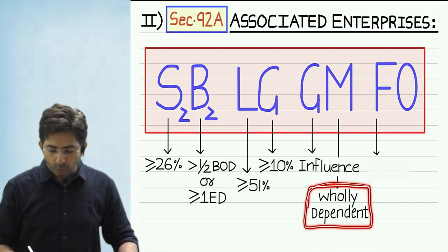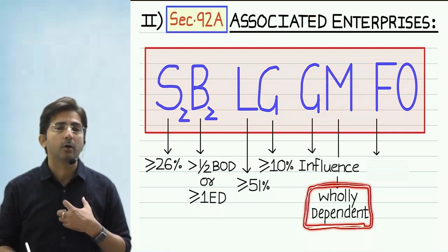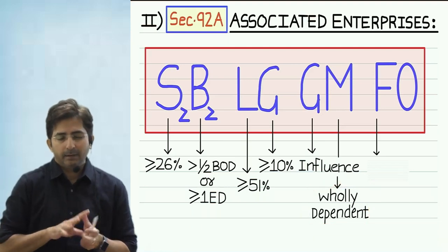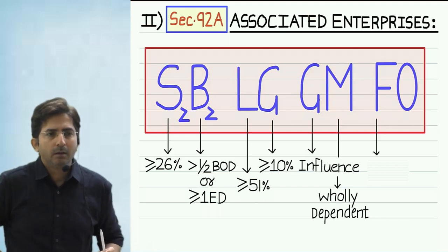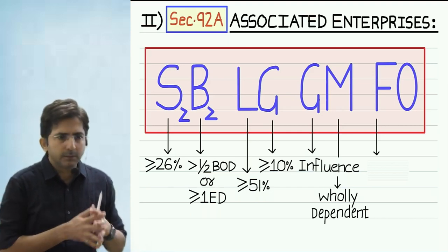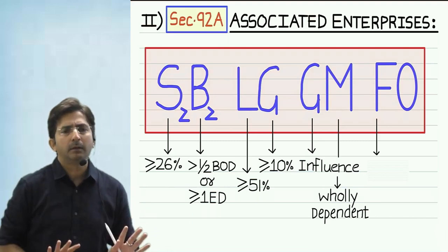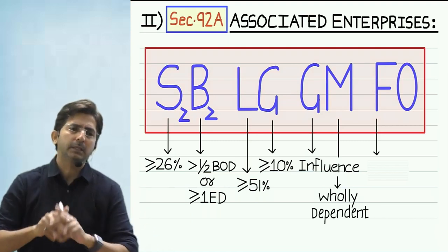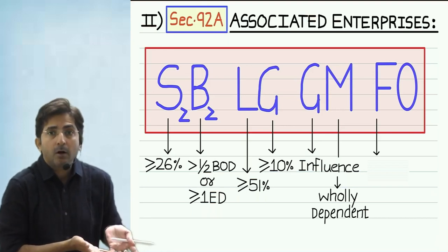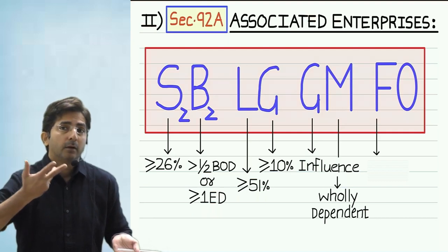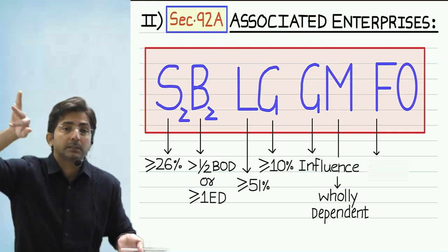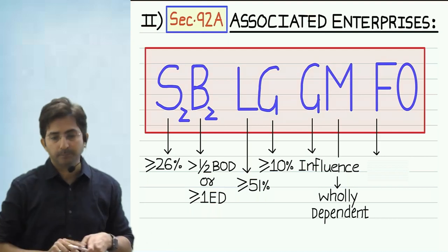See, for a product like iPhone, I am wholly dependent on Apple. It is not that I depend to some extent on Apple. iPhone is such a product for which the manufacturer is totally dependent upon Apple. If Apple gives me permission, if Apple allows me, then I can do. So I am wholly dependent on the patent, copyright or the technology owned by some other company. So then there is an association.